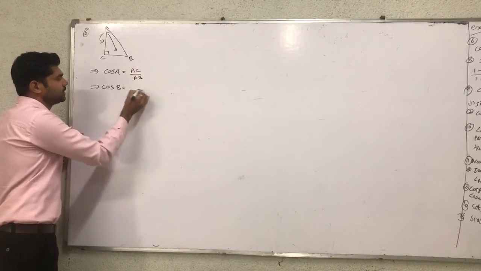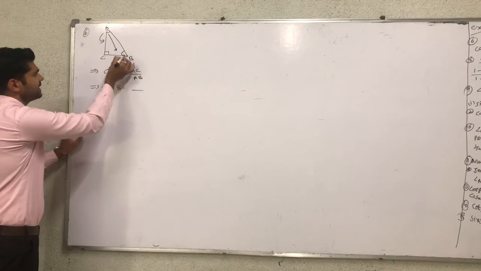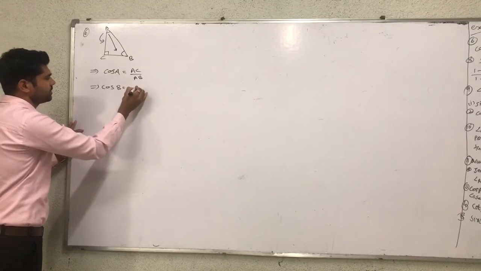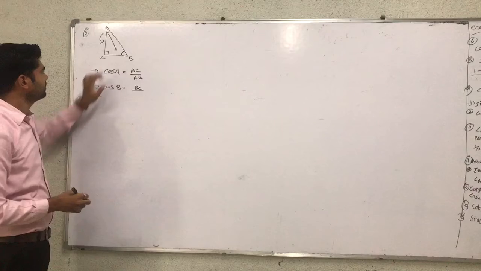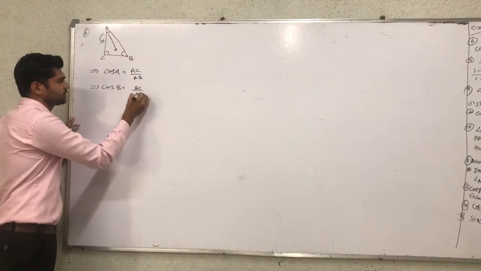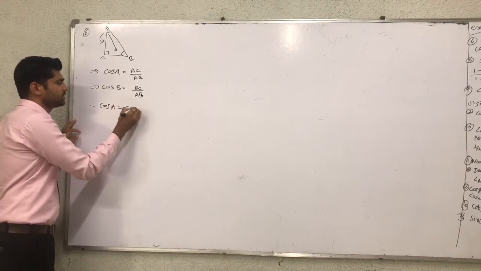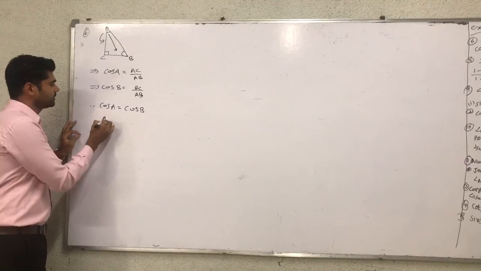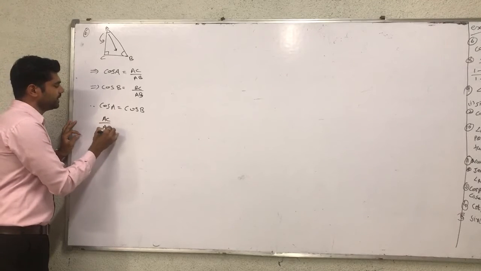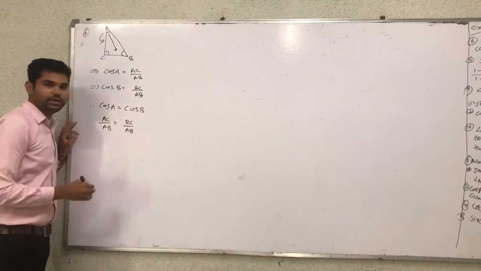Now cos B is equal to adjacent side upon hypotenuse. So BC divided by AB. So the value of cos A is equal to cos B. Therefore AC divided by AB is equal to BC divided by AB.